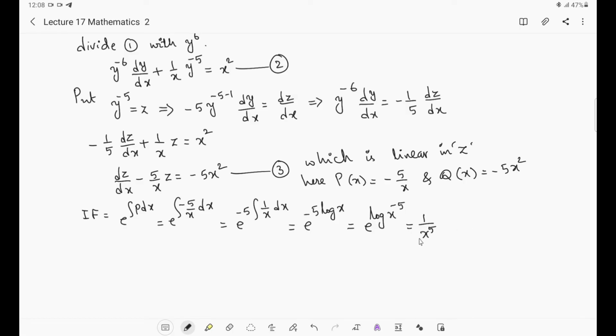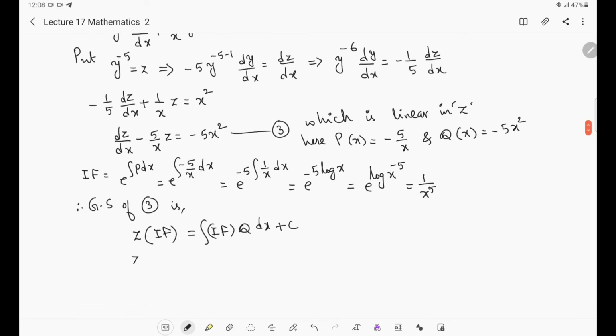Once we get the integrating factor, we have to find the general solution. So the general solution of equation 3 is, because we have found the integrating factor for equation 3 only, the general solution also we will get for equation 3 only. What is the dependent variable here? z is the dependent variable. So z into integrating factor equals to integration of integrating factor into q into dx plus c, right?